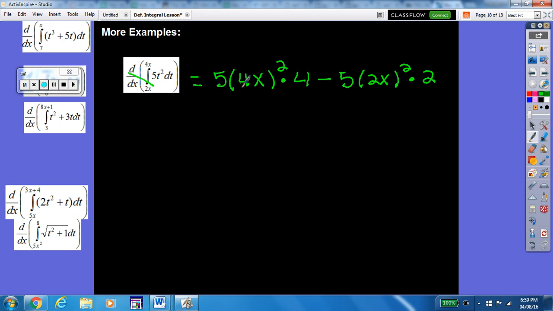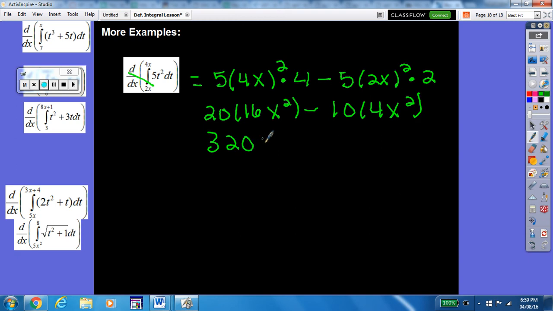Of course, this is going to be 16 times 5 times 4, so 20 times 16 x squared minus 10 times 4x squared. And you're going to see that this is going to give us 320 x squared minus 40x squared, and we actually end up with like terms, and you can subtract, so this will be 280 x squared.